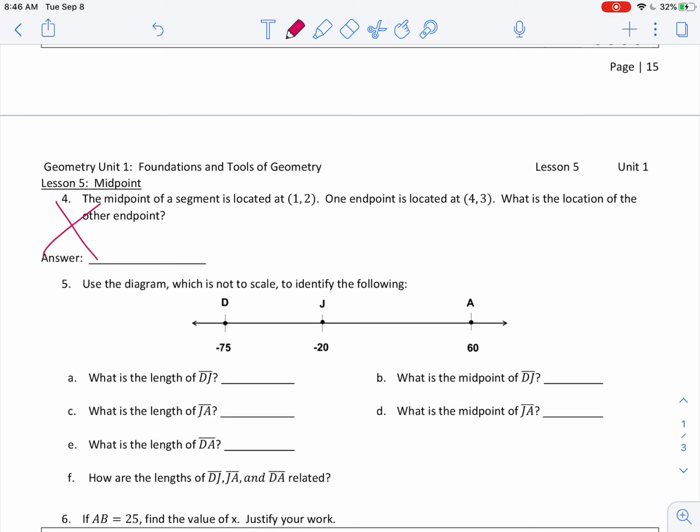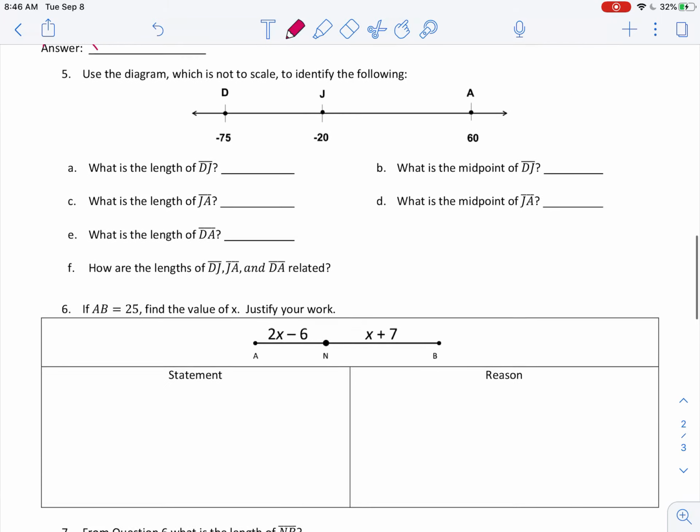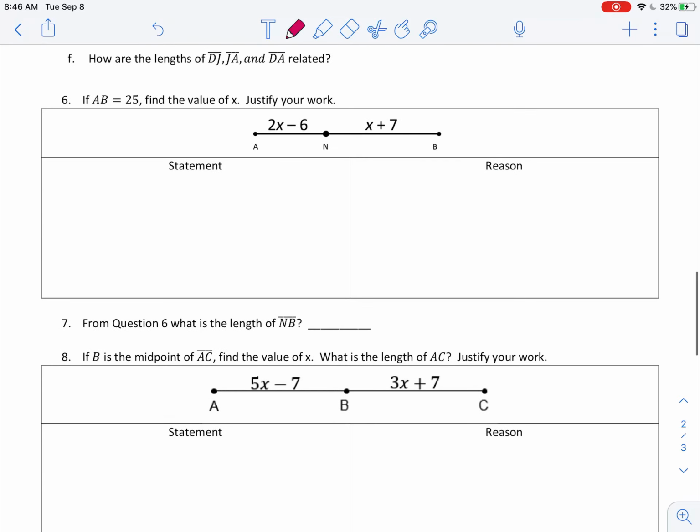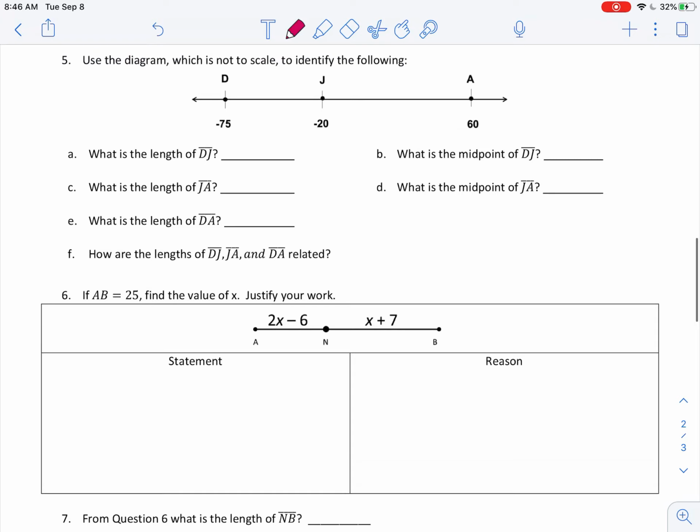We did page 15 yesterday. Yesterday we were working on midpoint. When it's graphed out, you have x's and y's, and it's really related to distance. So what we're doing today, if you preview page 16 in your workbook, there's not a single coordinate grid on here, but we are still talking lengths.